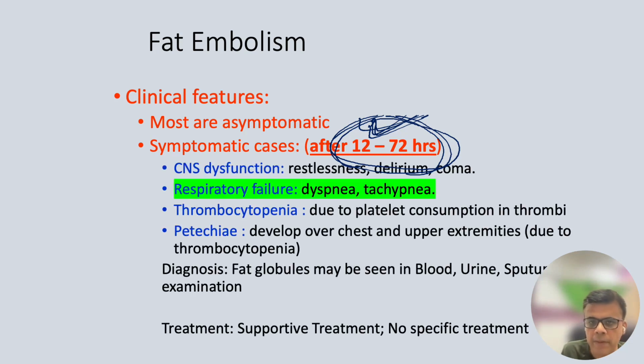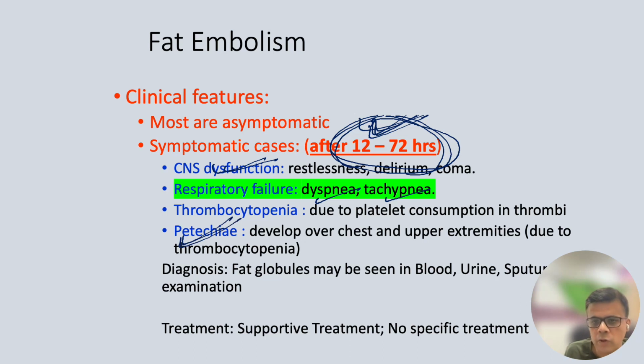The common clinical manifestations which you must remember: CNS dysfunction is a common feature. Restlessness, delirium, and coma can be seen in severe cases. Respiratory failure, because it obstructs the pulmonary vasculature. Dyspnea and tachypnea may be seen. Due to the consumption of platelets in the platelet thrombi, you may get thrombocytopenia in the peripheral bloodstream, and that may lead to severe petechiae over the skin of the chest and upper extremities.